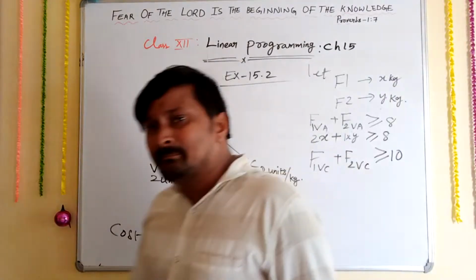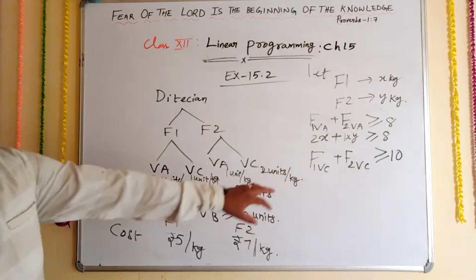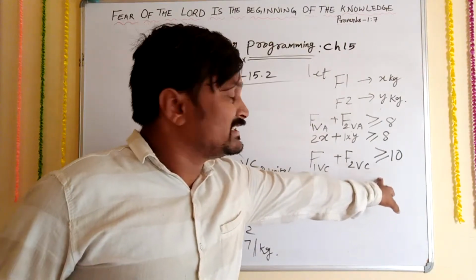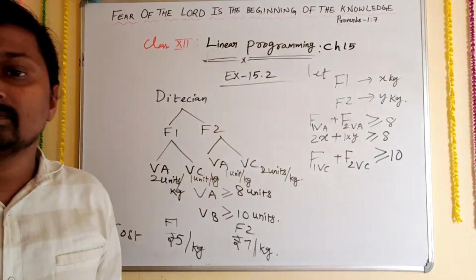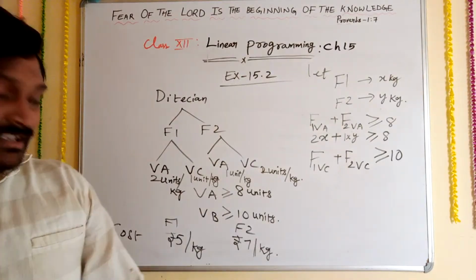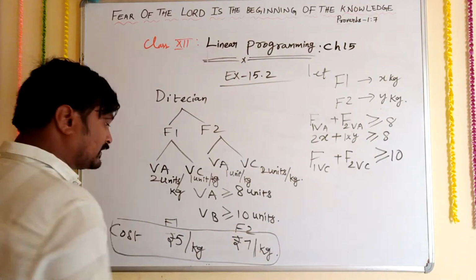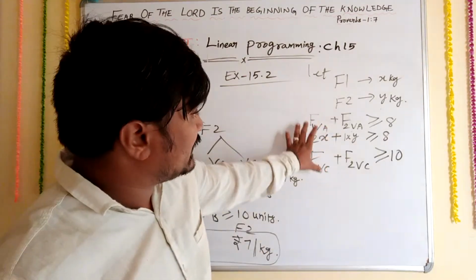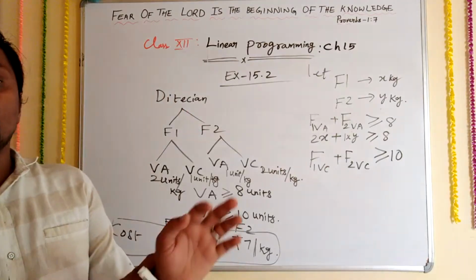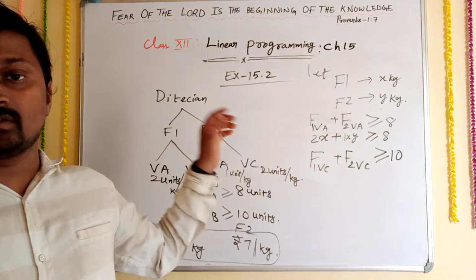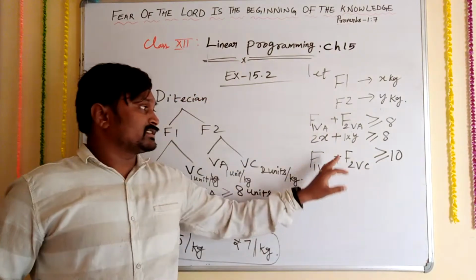Can you tell the same method now? Food 1 vitamin C plus food 2 vitamin C is greater than or equal to 10. The cost, we will discuss at the last moment. Okay, so now you can understand only this for now. This is food 1 cost per kg and food 2 cost per kg. So first tell this to me.